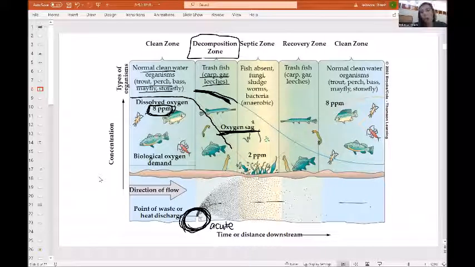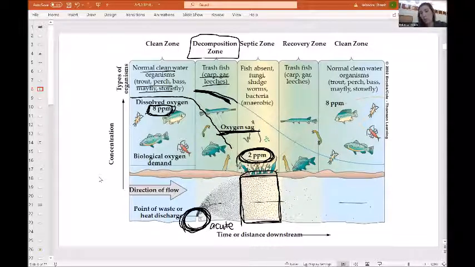Now, where you have the worst effects is a little bit downstream, where you can see that the pollutant is still concentrated, but very widely dispersed. So here you've got really low dissolved oxygen and practically no fish. This is the septic zone. This is where you've got mostly anaerobic organisms or very low oxygen demanding species.